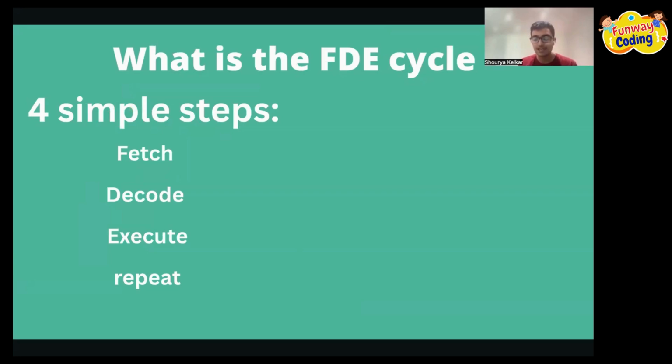So fetch: the instruction is fetched, so the CPU will go to the address of the next instruction. The data and the instruction are fetched, the CPU will decode it, and then it will execute it. And repeat. This repeat is very key. In your answer, you must add repeat, because there is always 1 mark for repeat. So remember, always have fetch, decode, execute, repeat.